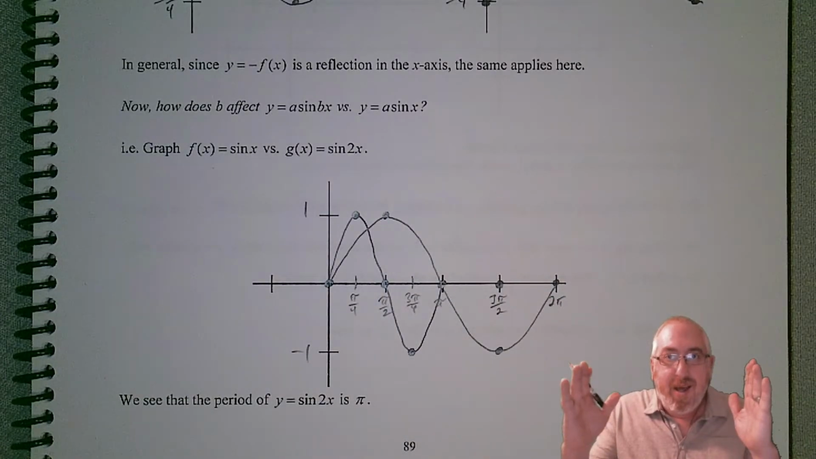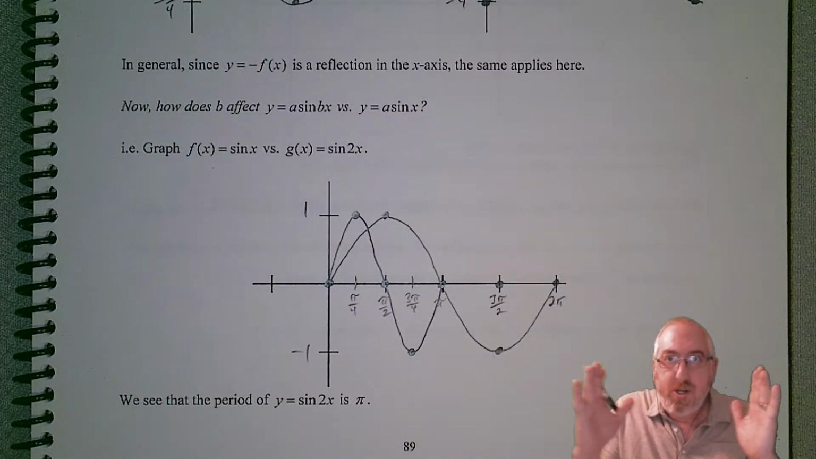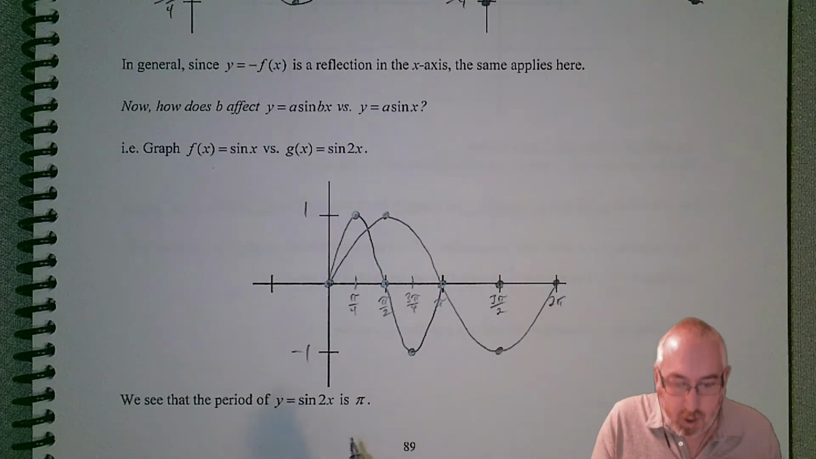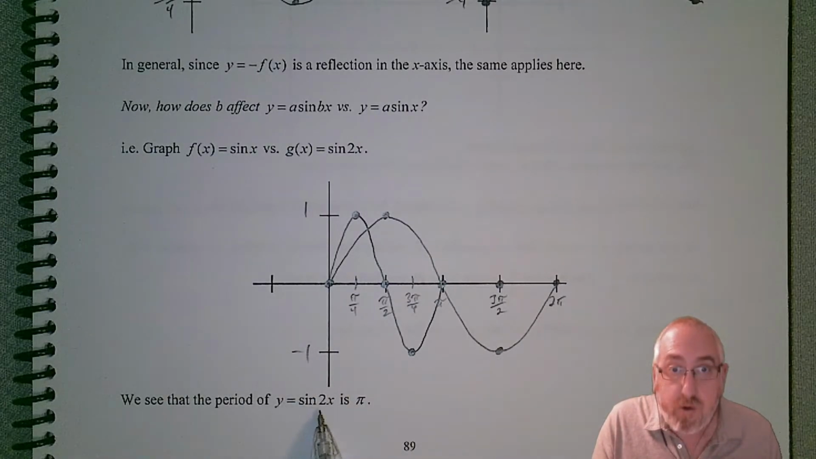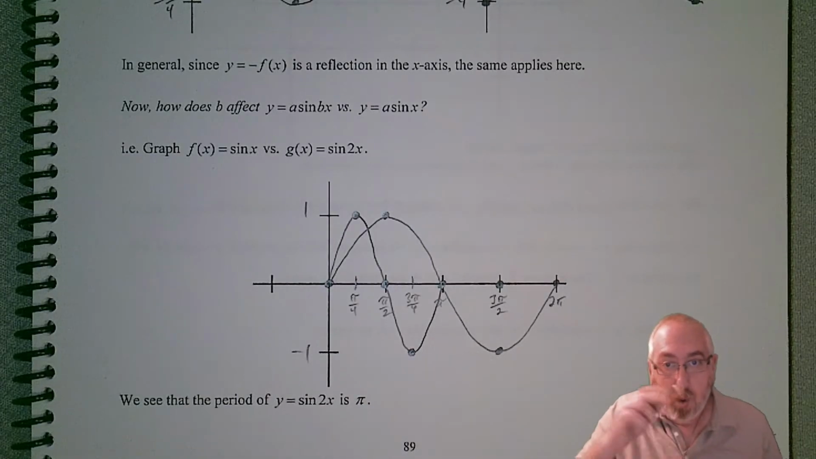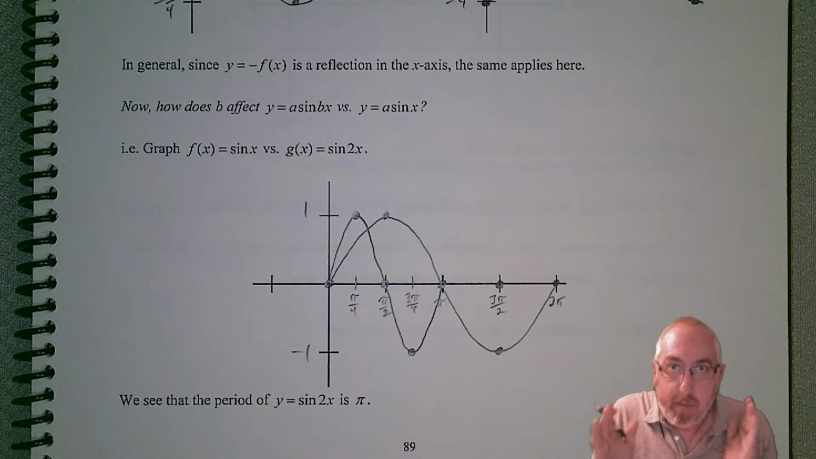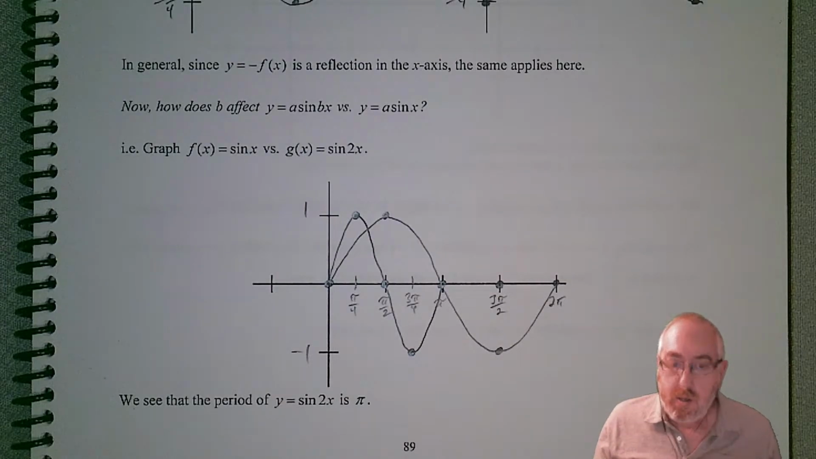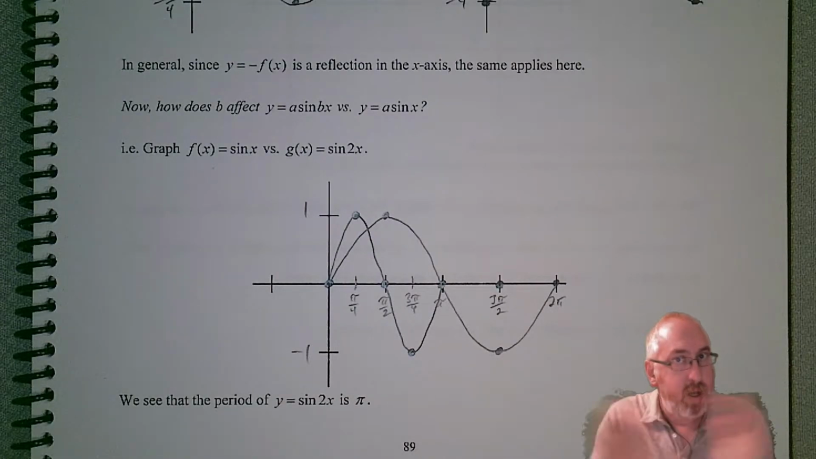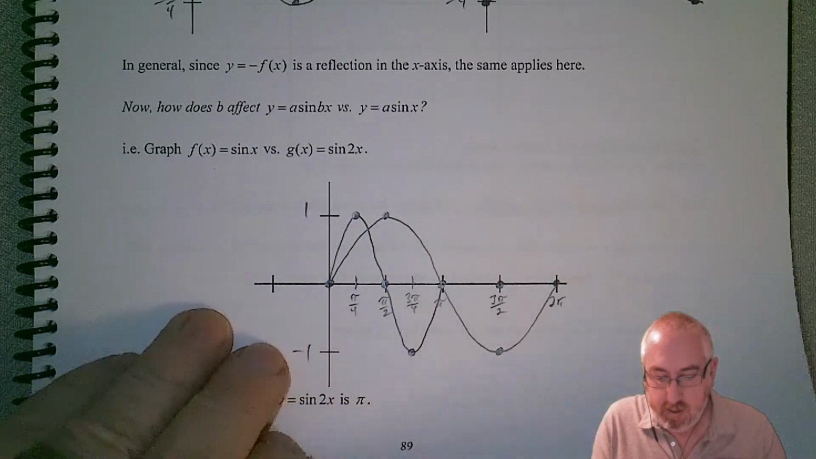So basically, now we can see it's being squished. In this case, when we have sine of 2x, that's going to give us a period of pi. So we go through one complete cycle in pi units. So how could we possibly stretch that out? Well, let's take a look at the next page here.